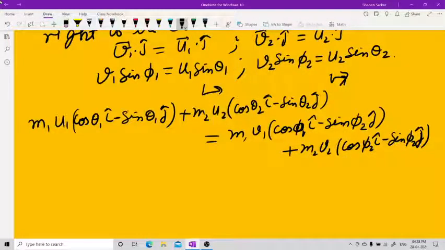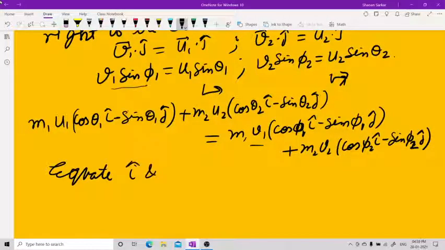Now you see one thing, you need to use this equation, v1 sine phi 1. Sorry, I made a mistake here. This is 1, this is 1, this is 2, 2. Let me rub and rewrite this portion. This is 2 and this is j cap. See, now you have to equate the two sides. See very carefully. Equate the i and the j components.